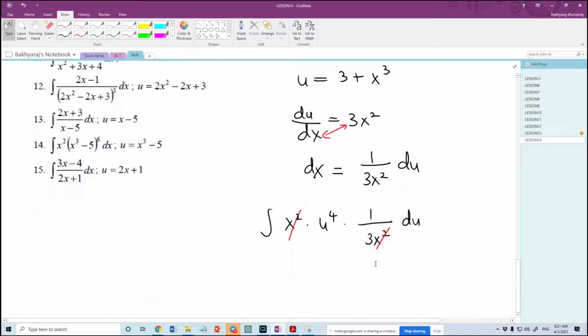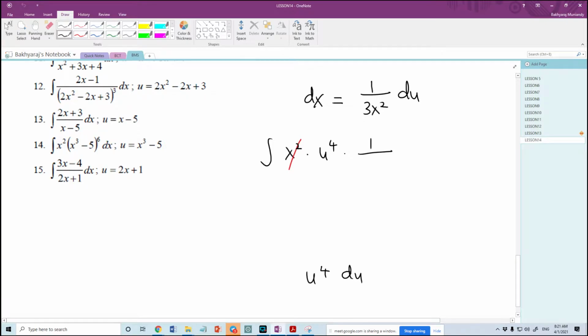Okay, so the next step will be equal. So bring the constant to the front, so you get 1 over 3 you can bring it front, 1 over 3 integrate u power of 4 du. You see, nicely you have.